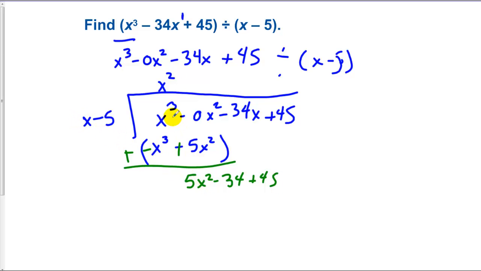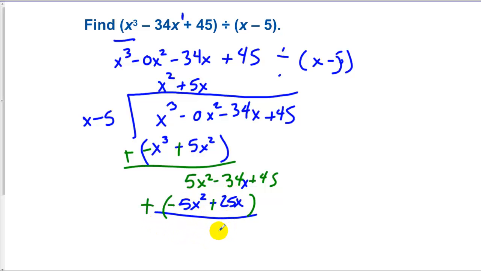X times what is 5x squared? That's a 5x. Multiply, you get 5x squared minus 25x. Again, we'll have to take and subtract. Distribute the negative through and add. That's 0. Get a total of negative 9x plus 45.